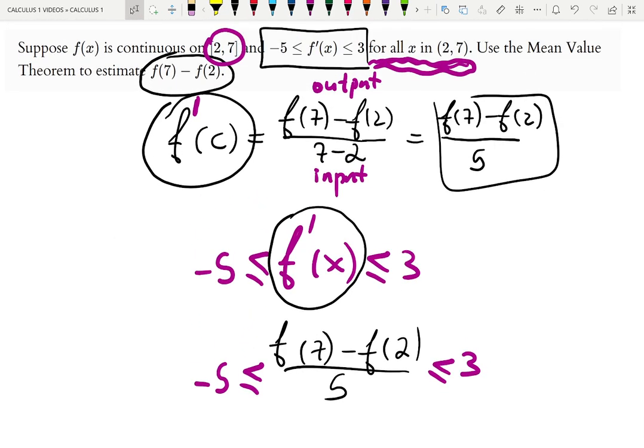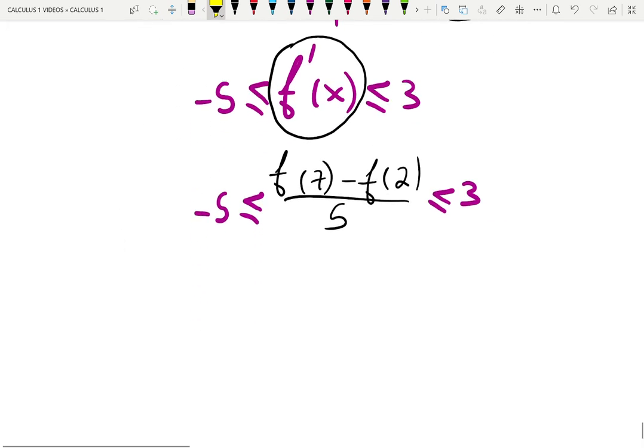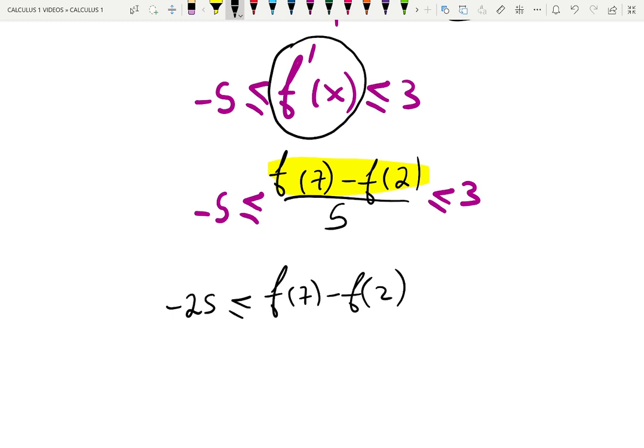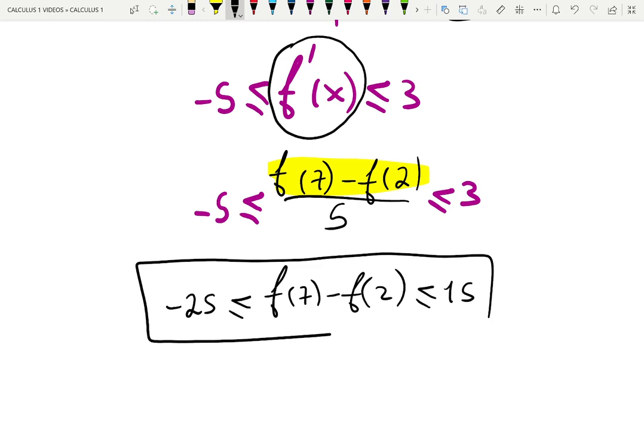We were asked what is happening with outputs at the endpoints, f(7) and f(2), and the difference between these two. So we are asked about the numerator of this fraction. The change in outputs is bounded by, multiplied by 5, it's going to be -25 and 15, and that answers the question. Hopefully that makes sense.